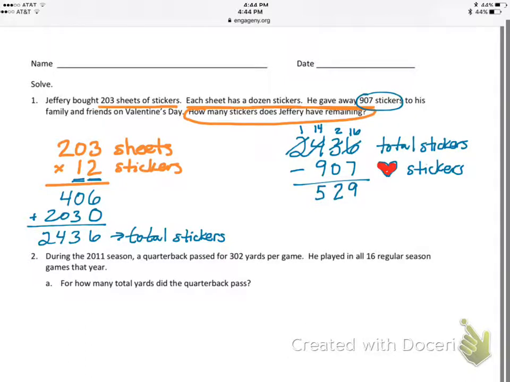Hold on a second. So Jeffrey has 1,529 stickers remaining. And that's number 1.